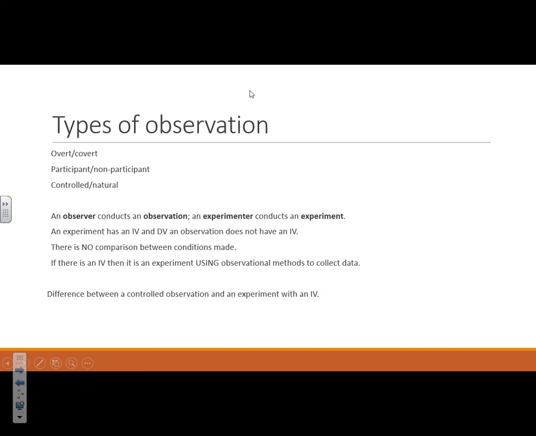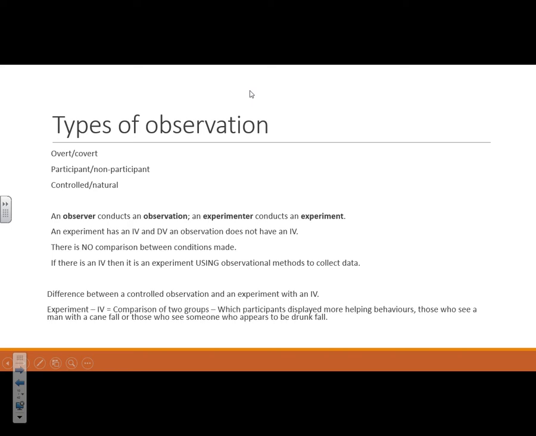And then the difference between a controlled observation and an experiment is an IV. So be ever so careful there. Is it controlled observation or is it experiment? So do we alter the environment slightly? If that's the case, it's controlled observation. If there's a clear condition 1, condition 2, IV, then it is an experiment. So in an experiment, the IV is a comparison between 2 groups. Which participant displays more helping behaviours? So you compare them: those who see a man with a cane fall over compared to those who see somebody drunk fall over. So that would be an experiment. You've got the two different IVs, whereas in a controlled observation, there's no comparison. So how many people help a man in the street who's fallen down? So there's the difference between the two.